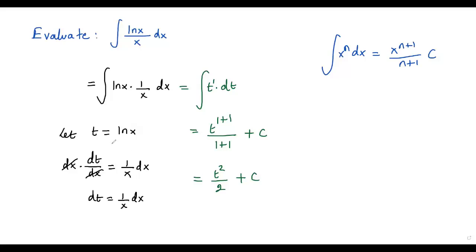Actually, t is a variable that was taken by us. It has to be replaced by the original stuff. We know that t equals ln x, so now we can replace t by ln x. In that case, I'll be getting ln x the whole squared. Since we have a square for t, the same square we have to take for ln x, over 2 plus c. So the evaluation of the given integral is ln x whole squared over 2 plus c.